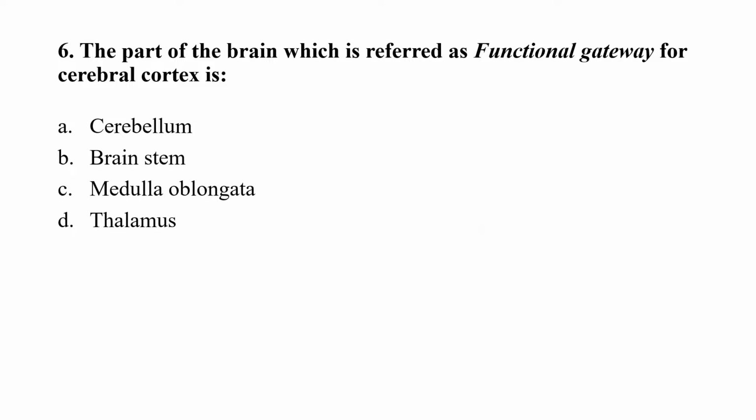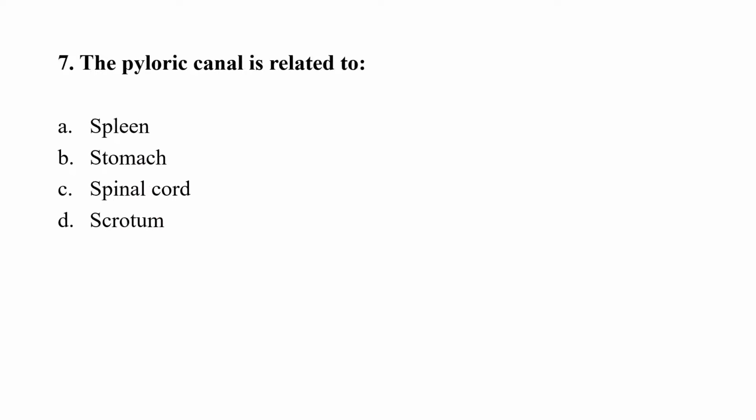Question number 6. The part of the brain which is referred to as the functional gateway for cerebral cortex is: option A, cerebellum; option B, brainstem; option C, medulla oblongata; option D, thalamus. Correct option here is option D, which is thalamus. Thalamus is known as the gateway to the mind. Question number 7. The pyloric canal is related to: option A, spleen; option B, stomach; option C, spinal cord; option D, scrotum. Correct option here is option B, which is stomach.